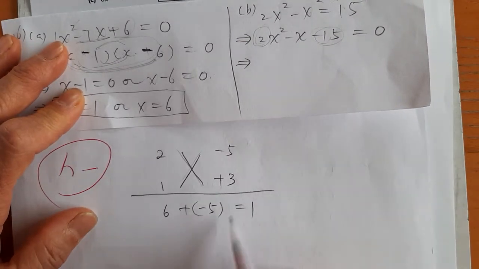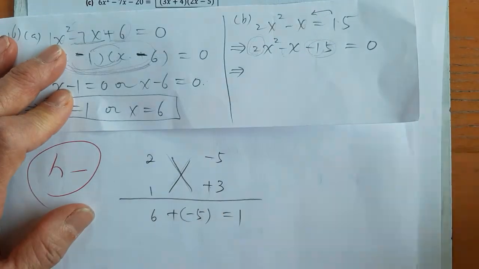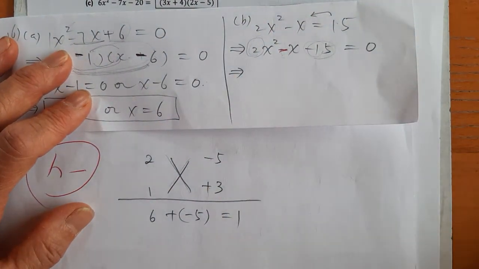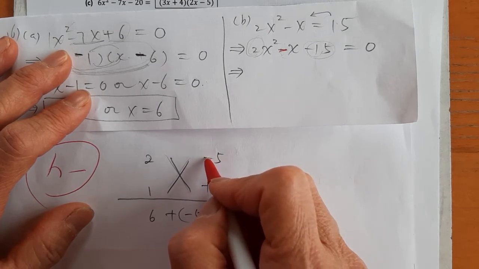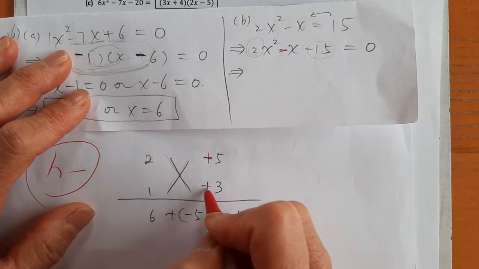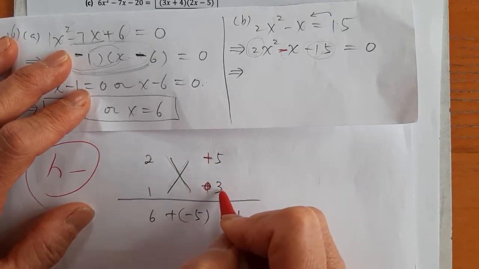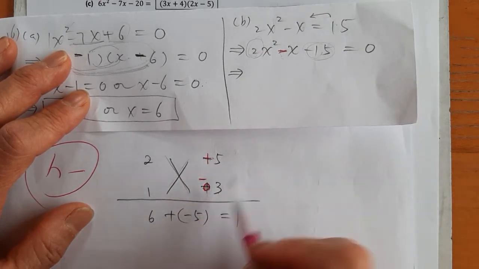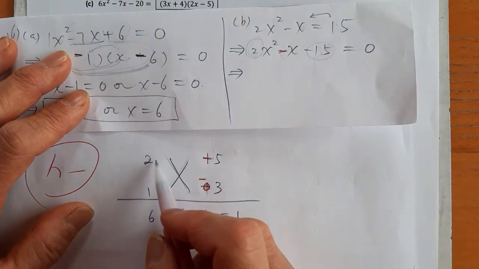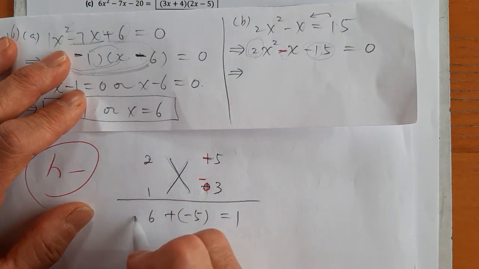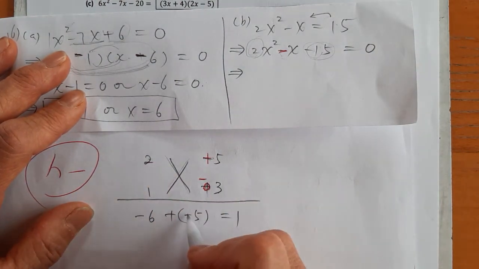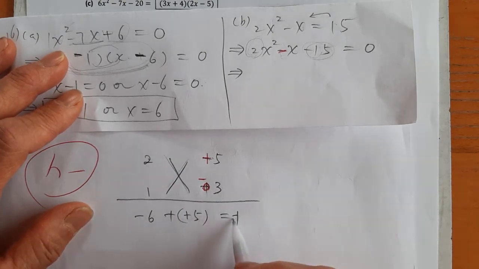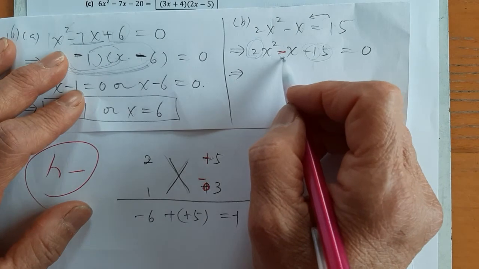It's a positive 1. But we want a negative 1 here. So we exchange. Negative 5 changes to positive, and positive 3 changes to negative. The two numbers multiplied together is still negative 15. But after the exchange, 2 times negative 3 is a negative 6. 5 times 1 is a positive 5. Combine is a negative 1. That's the middle term, negative 1.